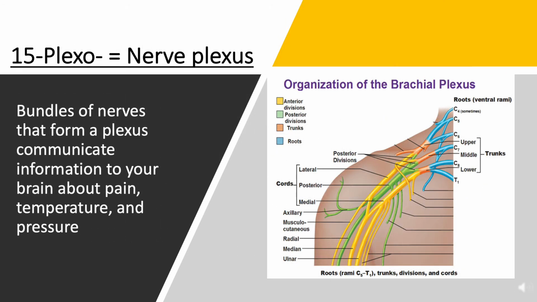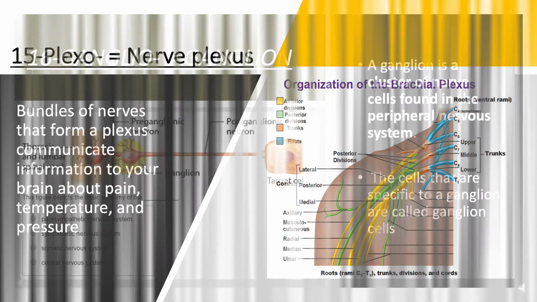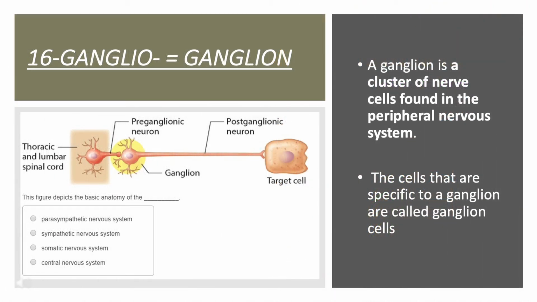15th example is plexo, which means nerve plexus. Bundles of nerves that form a plexus communicate information to your brain about pain, temperature, and pressure. 16th example is ganglio, which means ganglion. A ganglion is a cluster of nerve cells found in the peripheral nervous system. The cells that are specific to a ganglion are called ganglion cells.